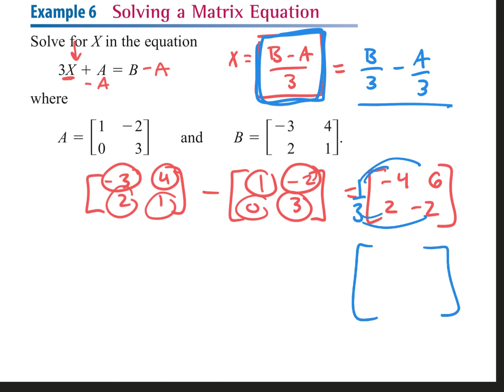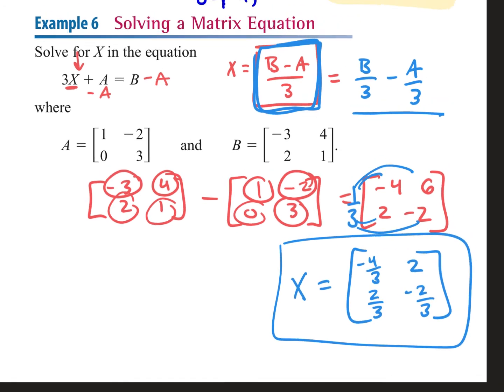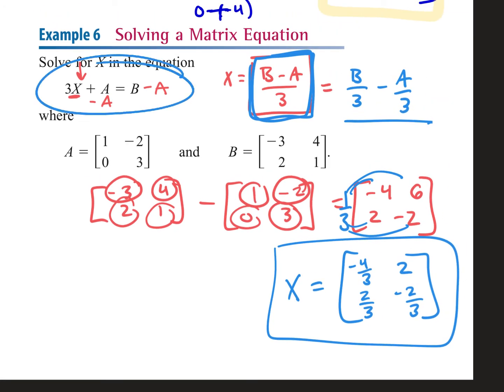So 1/3 times negative 4, negative 4 over 3. 1/3 times 6, 2. 2 times 1/3, 2 over 3. And negative 2 times 1/3, negative 2 over 3. So that's our answer. So that is x. So when it gives you a matrix equation, solve for that variable that you're trying to find. That way you can just perform the operations that are given.